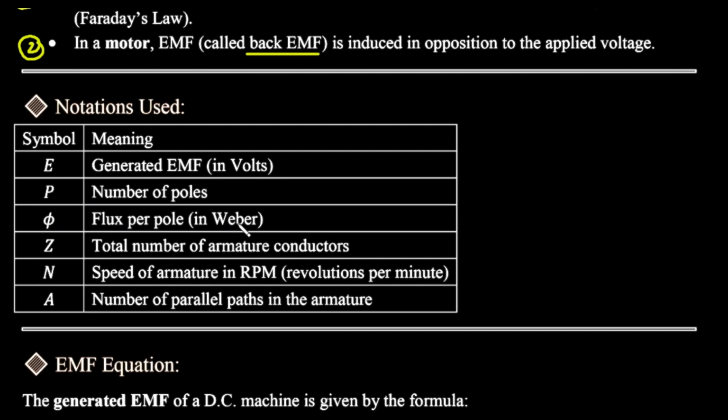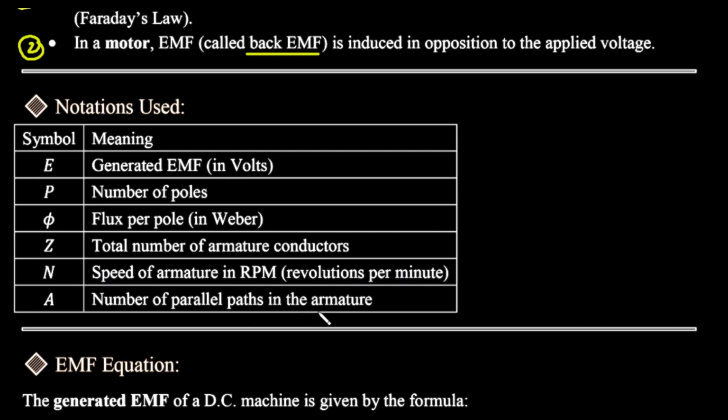Phi represents the flux per pole, measured in a unit called Weber. Flux is a way to measure the strength of the magnetic field. So, this is the amount of magnetic flux coming from a single pole. Z is the total number of armature conductors. The armature is wound with many coils of wire. Z is the total count of the individual wire segments, or conductors, that are actively cutting through the magnetic field. N is the speed of the armature in RPM, which stands for revolutions per minute. It's simply how fast the armature is spinning.